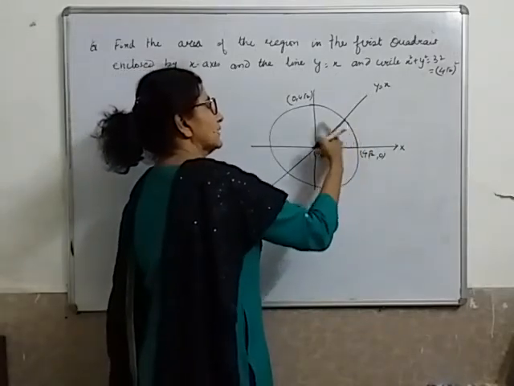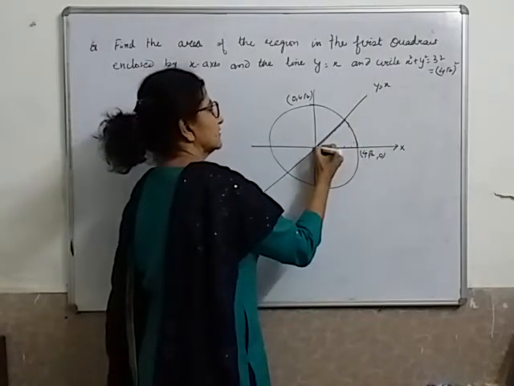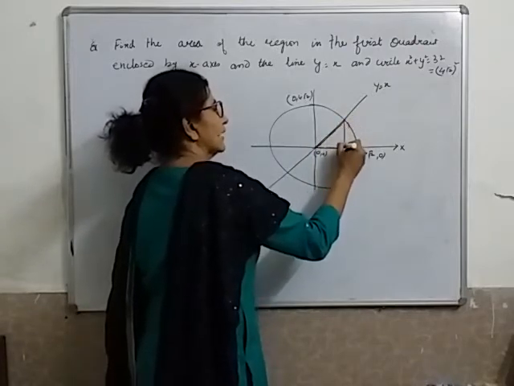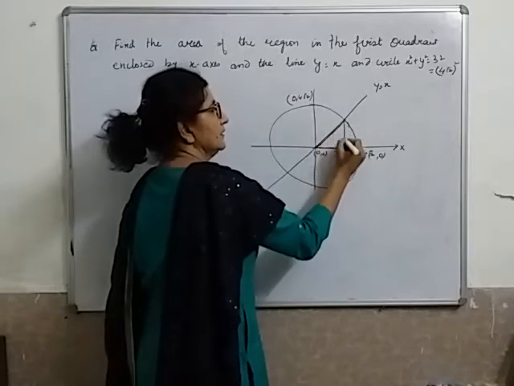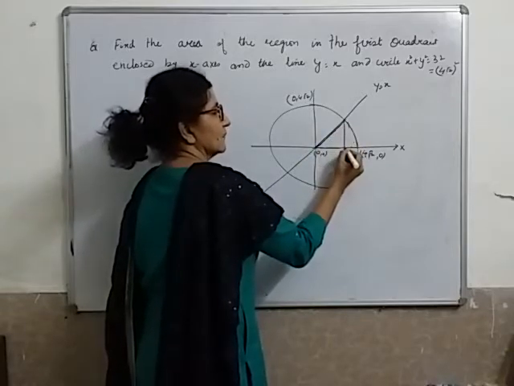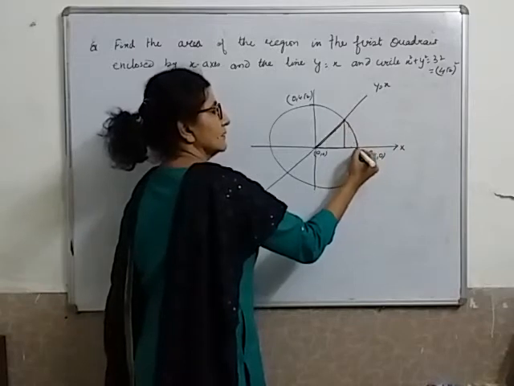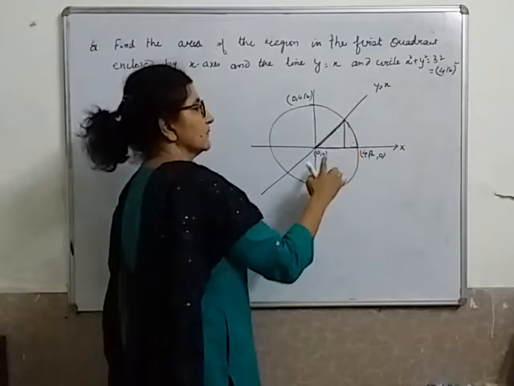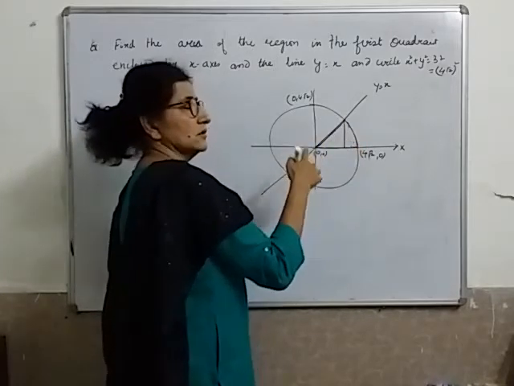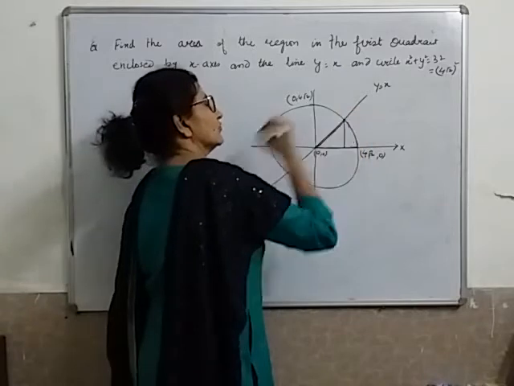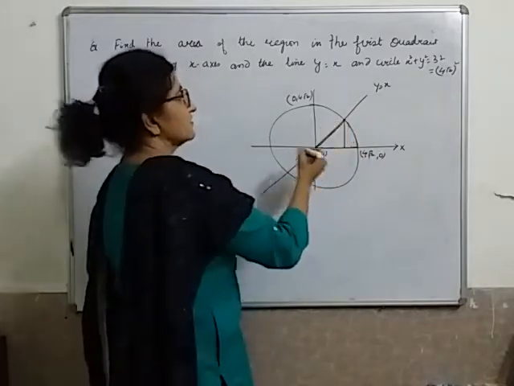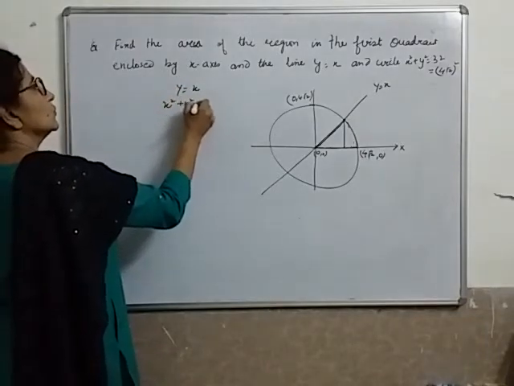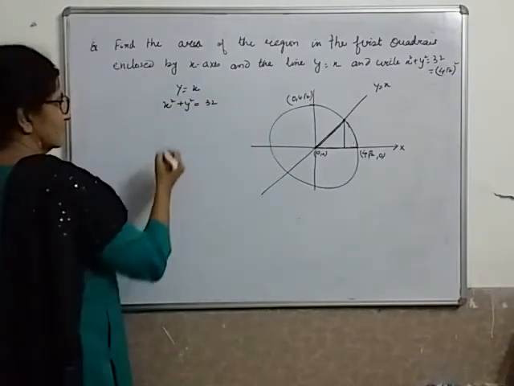So since I have to calculate this area, how will it be calculated? This portion up to here is a straight line. So I will have to calculate the area under the line enclosed by the x-axis and then the area under the circle enclosed by the x-axis. So in two parts this area will be calculated. Under the line, under the circle. For both I need this point of intersection, the point of intersection of the line and the circle. So let's calculate it.